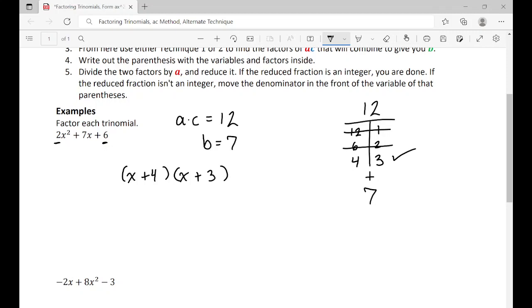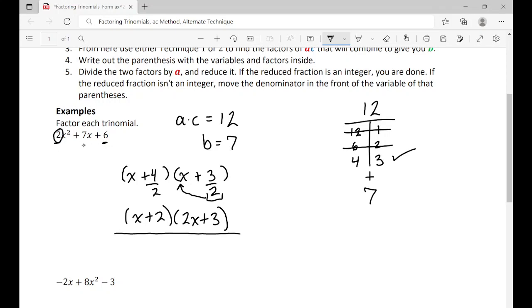Now the difference here is we're going to take our a term, which is 2, and we're going to divide both of these by 2, because whatever a is, that's what we divide by. So 4 over 2 reduces down to 2, so x plus 2. 3 over 2 does not reduce down. This is as simple as it can get. So we're going to take this denominator and move it in front of x here. So we're going to get 2x plus 3. And this is the factored form of this trinomial here.